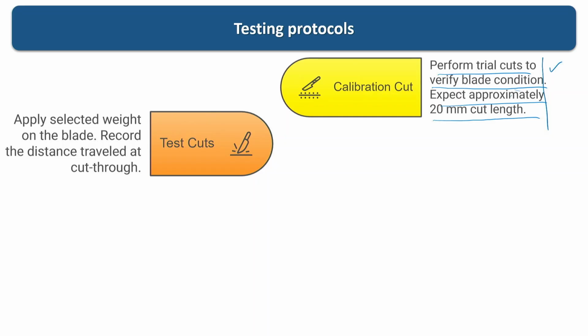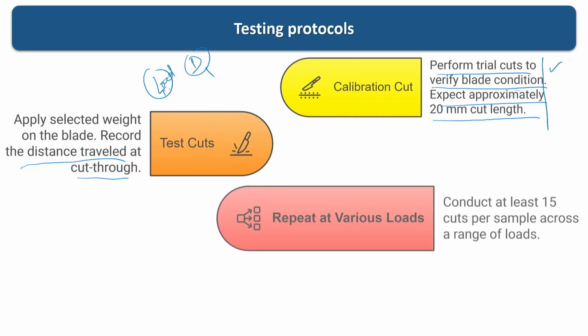Now, they apply the selected load on the blade. This is the test cut being recorded. Record the distance. So, the selected load is there, the load we have recorded, and then the cut through distance we have recorded. Record the distance travelled at the cut through. So, when cutting takes place, at which distance the cutting takes place, that distance is recorded, and the load is recorded.